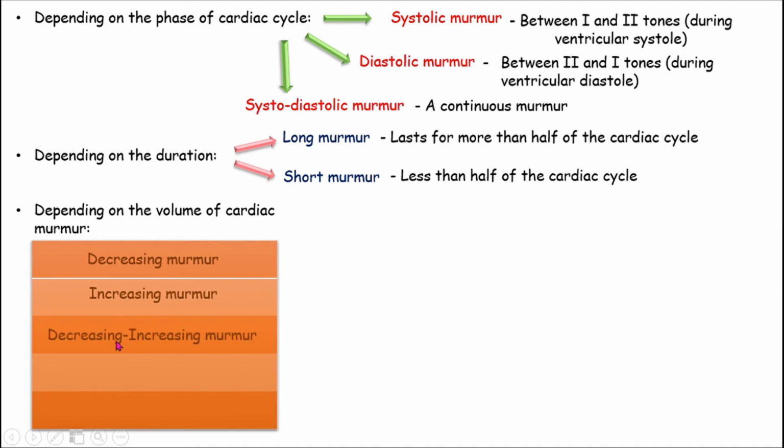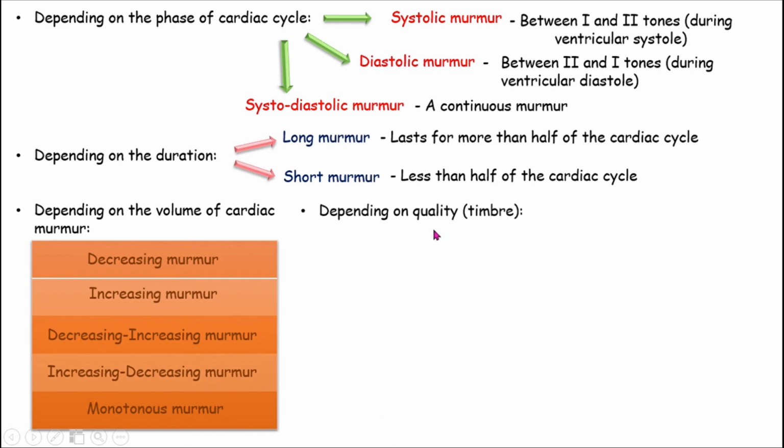Next is increasing-decreasing murmur, which means at the start the cardiac murmur will increase and then it will decrease. And the next murmur is decreasing-increasing murmur, which means at the start it will decrease and then it will increase. And then we have monotonous murmur, which means that the volume does not change and will be the same throughout its course.